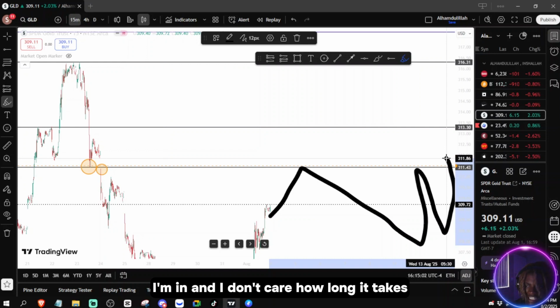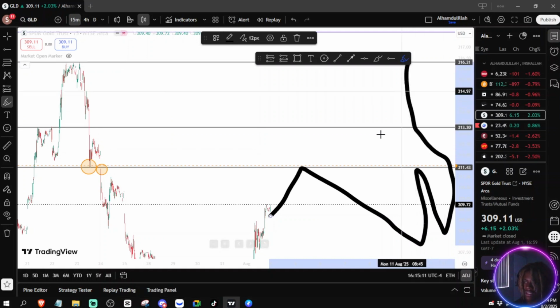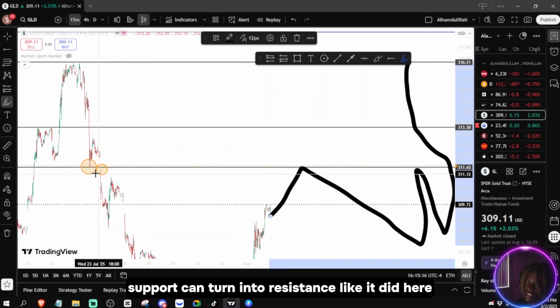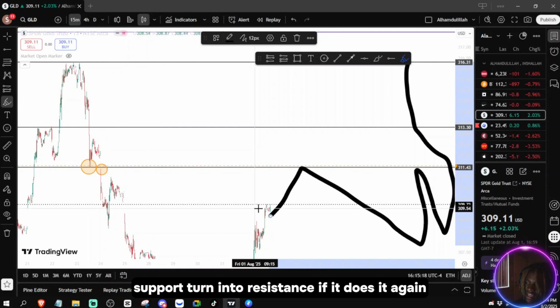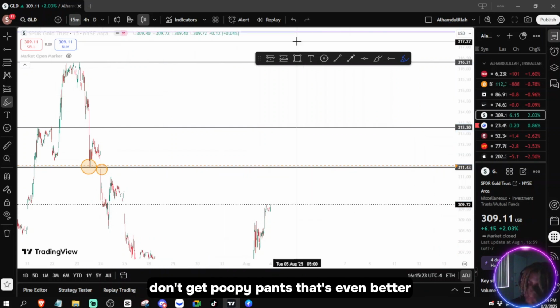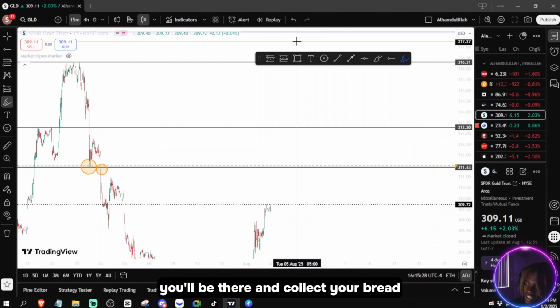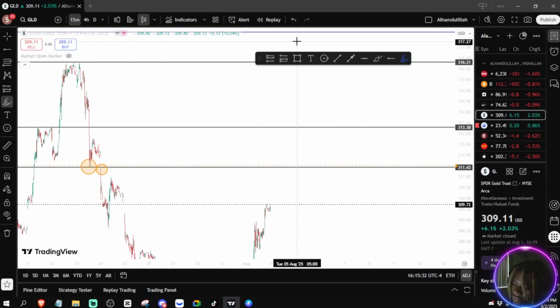And I don't care how long it takes, because I'm going to wait for my A+ setup and I'm going to make my money on it. I'm going to get in and I'm ready to hold the whole thing. Okay? Because remember, support can turn into resistance like it did here. If it does it again, that's fine. Don't get mad. That's even better. Just wait for the level to break. Because one day it'll break and you'll be there, inshallah, and collect your bread. It's just about being patient and staying down. That's all trading comes down to.